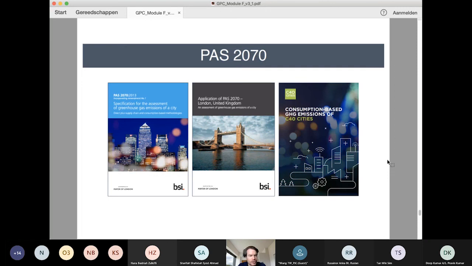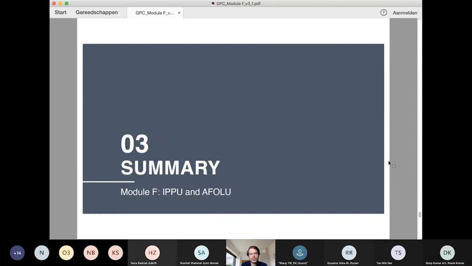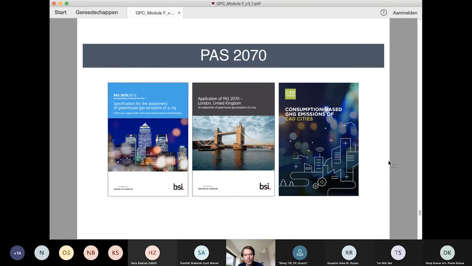So that's scope 3 emissions. Let me just pause there to see if there's any questions on scope 3 emission sources.